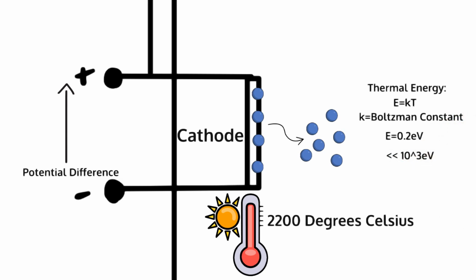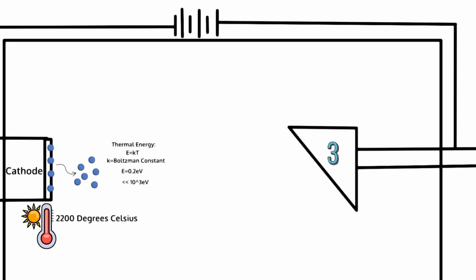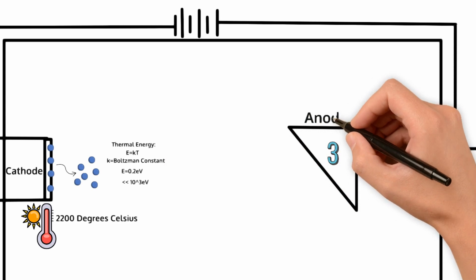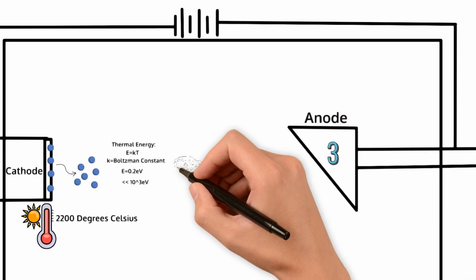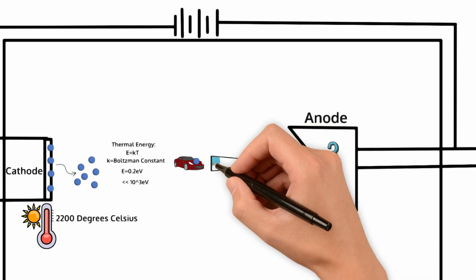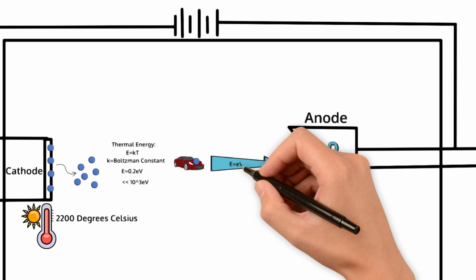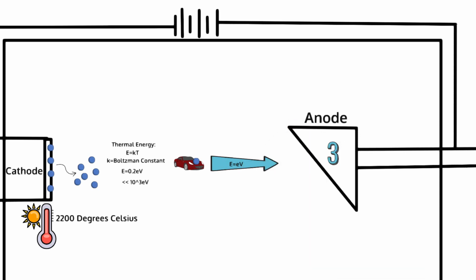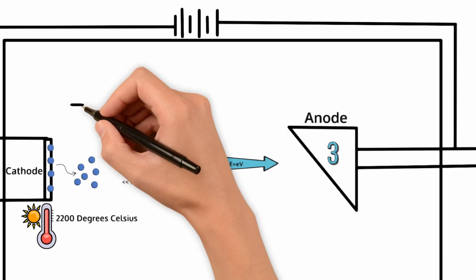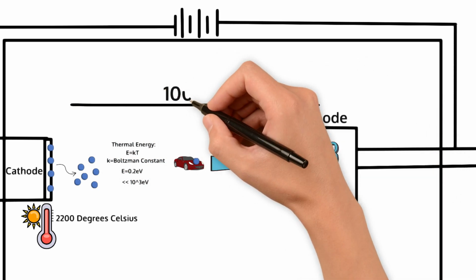This leads us on to the second stage, acceleration. The energy of the electrons is increased by applying an extreme potential difference between the anode and cathode. Due to the electrons being negatively charged, they rapidly accelerate towards the anode as they are repelled by the cathode. The energy of the electrons is dependent on the tube voltage and is given by the equation E = eV, where e is the elementary charge and V is the tube voltage or potential difference.